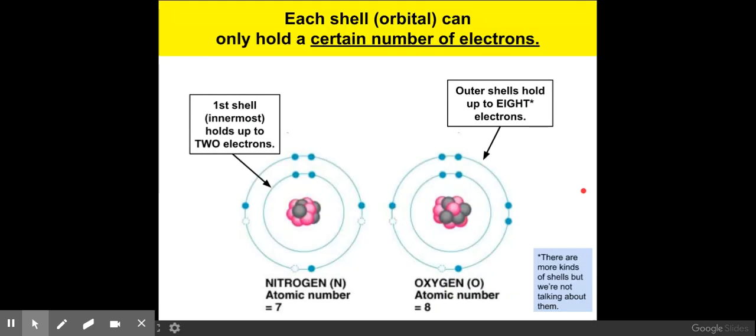Now each shell can only hold a certain number of electrons. The first shell, the innermost one, the one closest to the nucleus right here, holds up to 2 electrons. It could have 1, it could have 0, it could have 2, but it can only hold 2 and then it's full. Now the outer shells hold up to 8 electrons. There are more kinds of shells, but we're not talking about those.